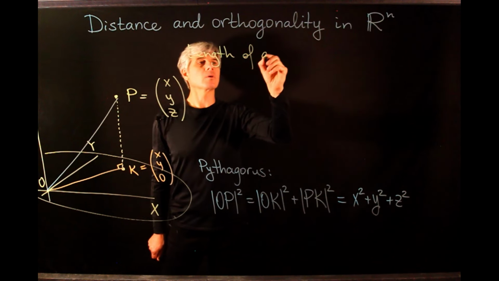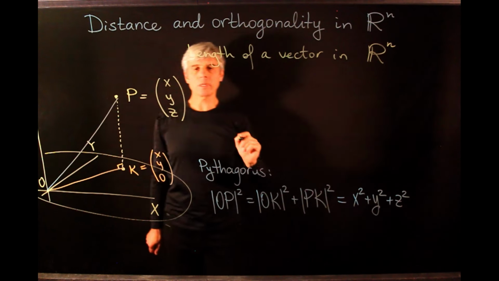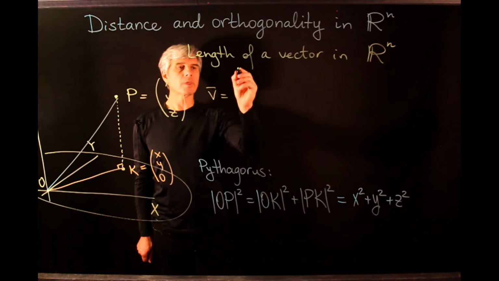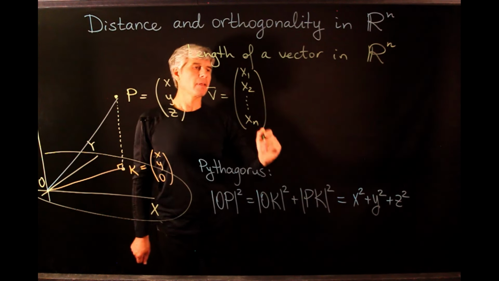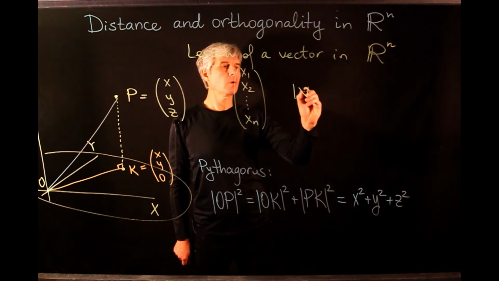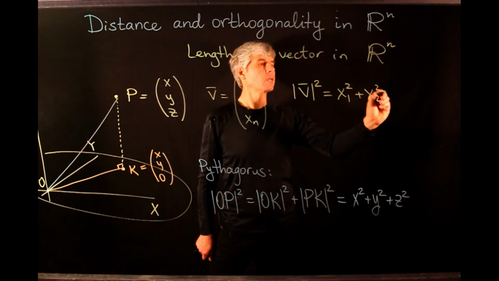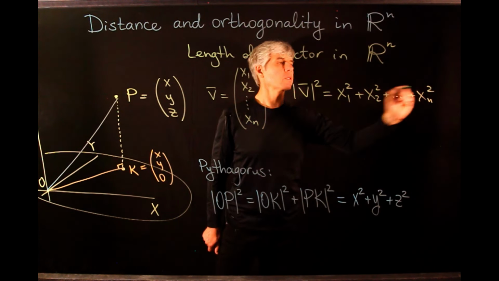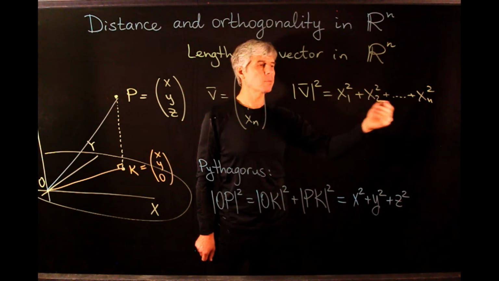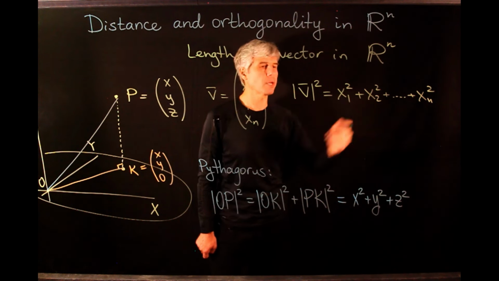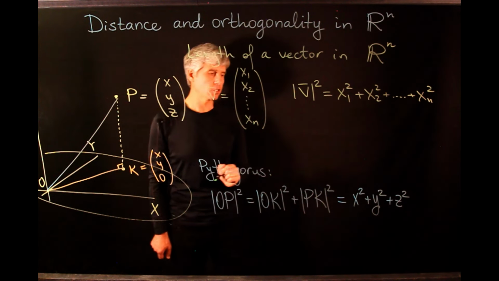If we take the length of a vector in Rn, so if we have a vector v with coordinates x1, x2, up to xn, then the length of v squared is equal to x1 squared plus x2 squared plus up to xn squared. This is proved by iterated application of the Pythagoras theorem. Here we need to apply the Pythagoras theorem n minus 1 times, every time going down in dimension.